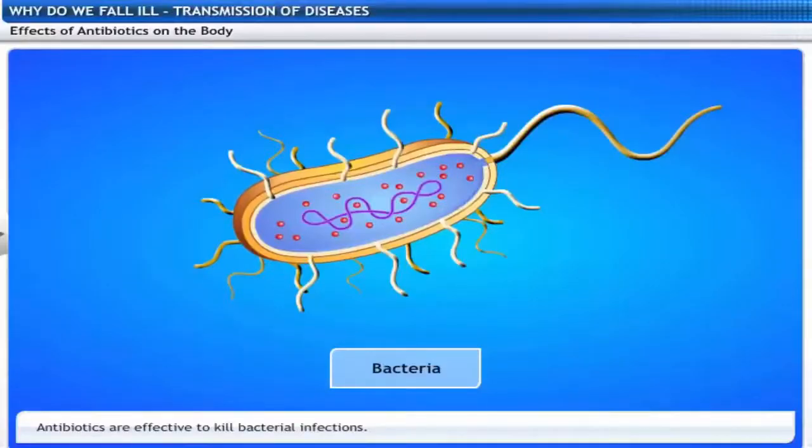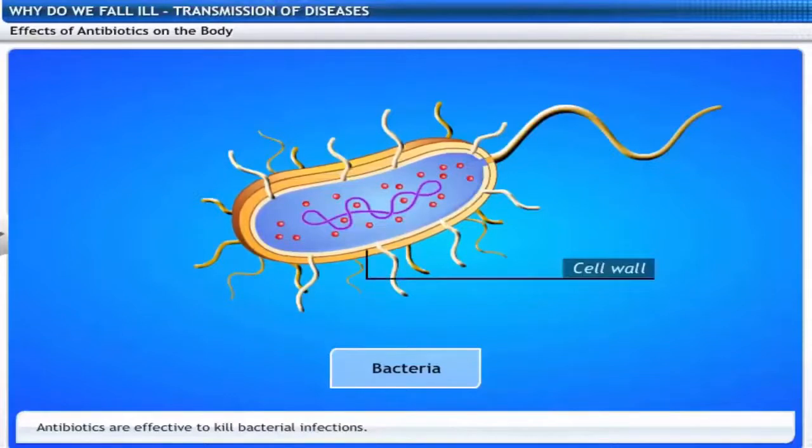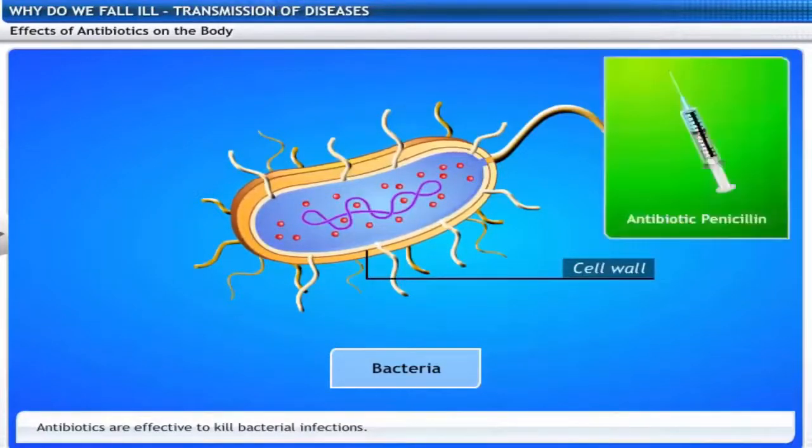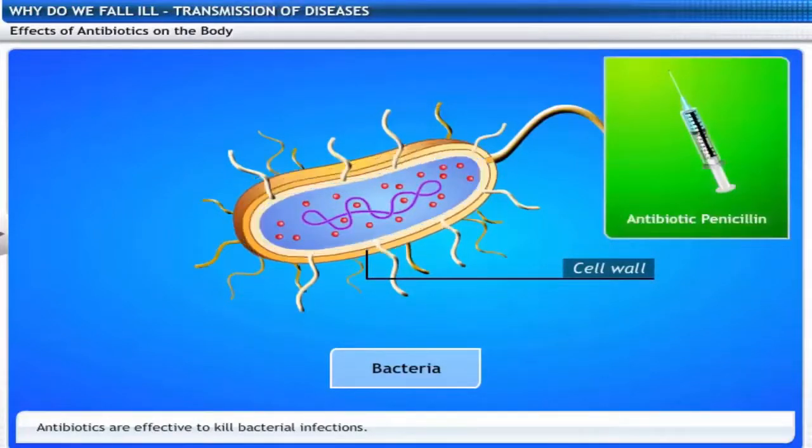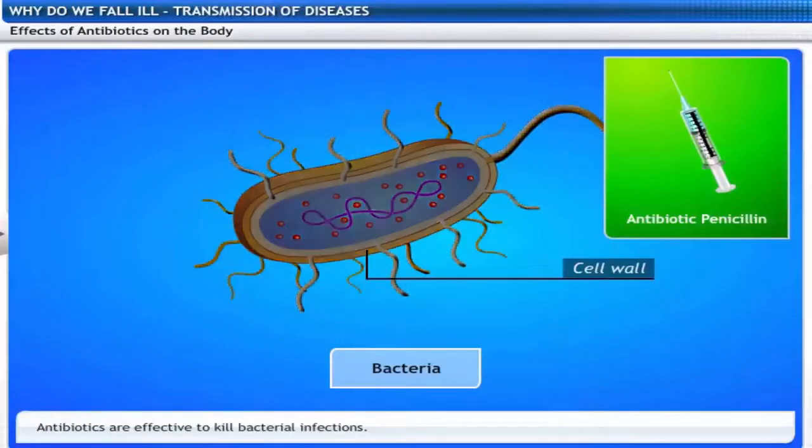For example, some bacteria make cell walls to protect themselves. The antibiotic penicillin blocks the cell wall synthesis. As a result, bacteria are unable to make cell walls and they die.